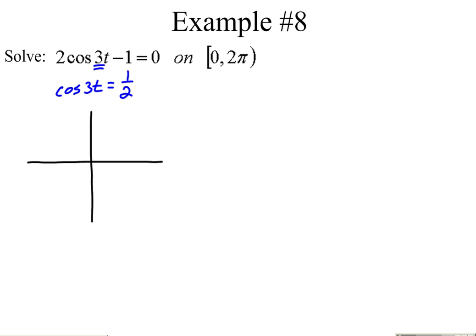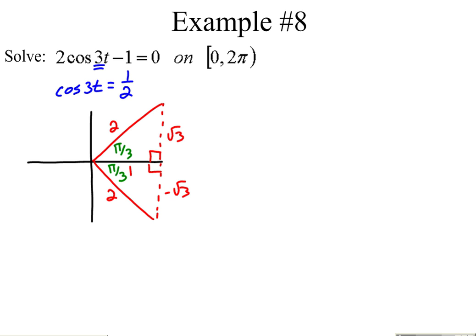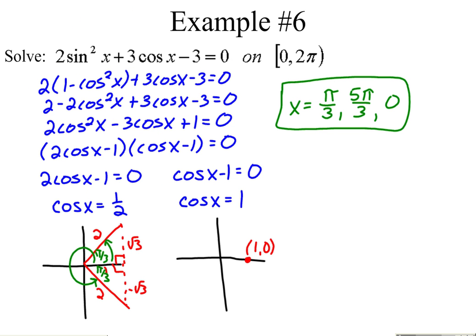Once we have the trig function by itself, we're going to do exactly the same thing that we have been doing. We're going to draw a reference triangle. Cosine is positive. All students take calculus: quadrants 1 and 4. Cosine is adjacent over hypotenuse. Opposite sides, root 3 and negative root 3. Reference angle is pi over 3. So our two rotations here are going to be pi over 3 and 5 pi over 3.